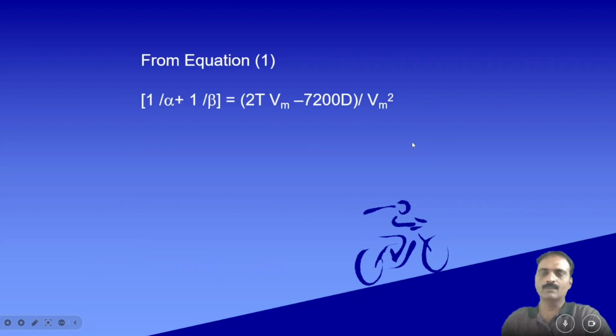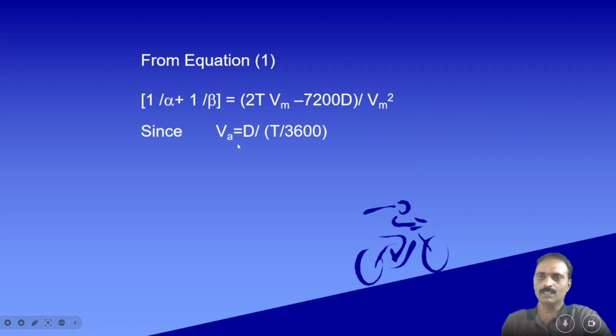After that, let us find out another equation for this trapezoidal speed time curve. We know 1 by alpha plus 1 by beta is equal to 2t Vm minus 7200. That is, I am keeping k here and I am getting Vm square to the right hand side. So we get this one.